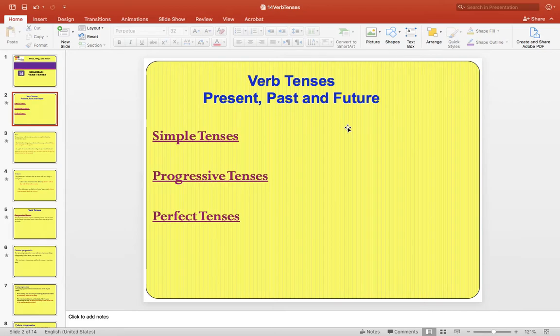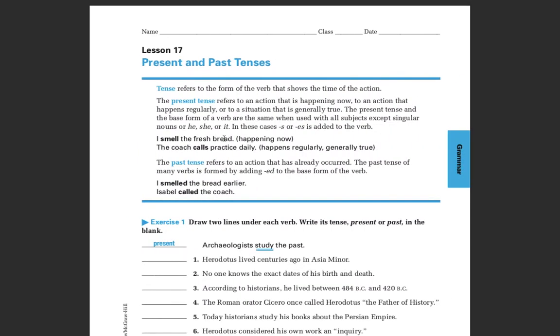I came here today with this tutorial to explain our new grammar lesson. It's about verb tenses, as you can see. There are three tenses. We all know what they are: present, past, and future. Three different types of verb tenses include simple tense, progressive tense, and the perfect tense. Today we are going to be covering only the simple tenses, so I want you to be fully focused with me. Let's have a look at this page.